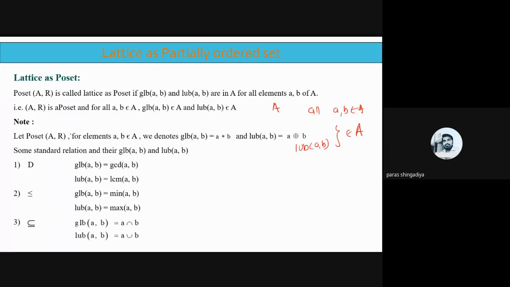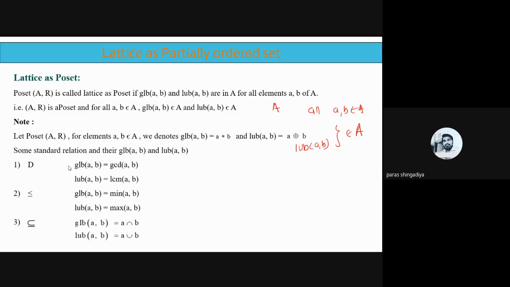And now we have the standard relations in this question: (N, divides), (N, less than or equal to), and (P(A), subset). So based on these, we'll define the GLB and LUB. That means how we can define GLB for the divide relation, how we can define GLB for the less than or equal to relation, similarly for LUB, and the same for the subset relation, how we can define GLB and LUB of two elements.